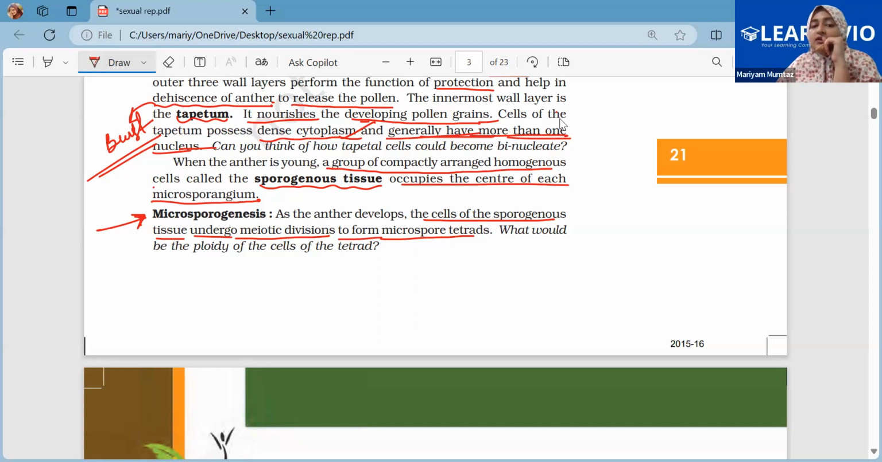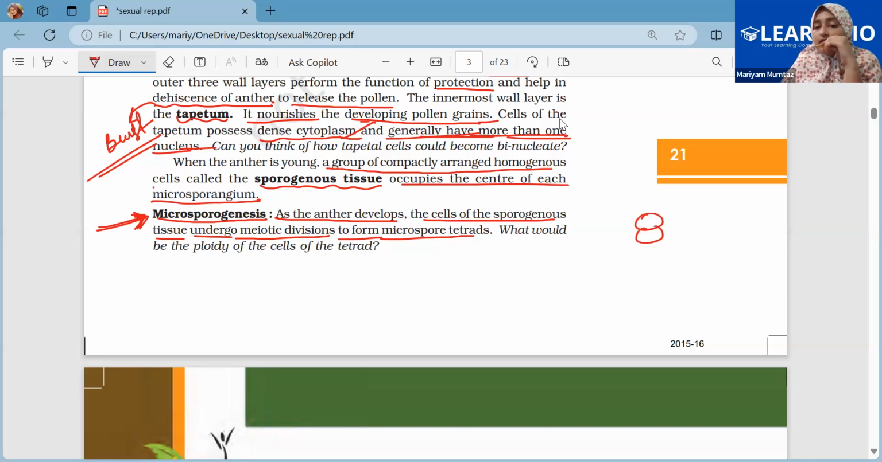Now let us see how the process of microsporogenesis takes place. Microsporogenesis is the formation of the male gamete in plants. As the anther develops, the cells of the sporogenous tissue undergo meiotic division to form a microspore tetrad. So the sporogenous tissue undergoes the process of reductional division or meiosis, and forms a microspore tetrad.